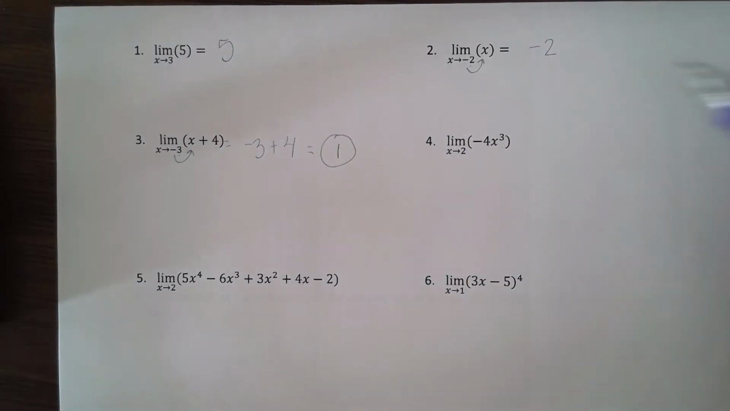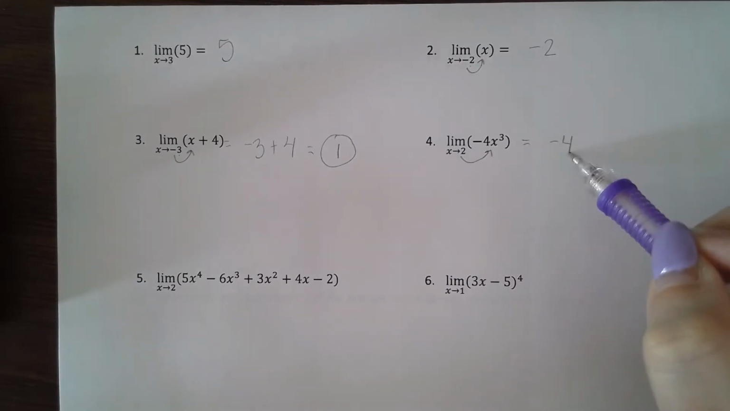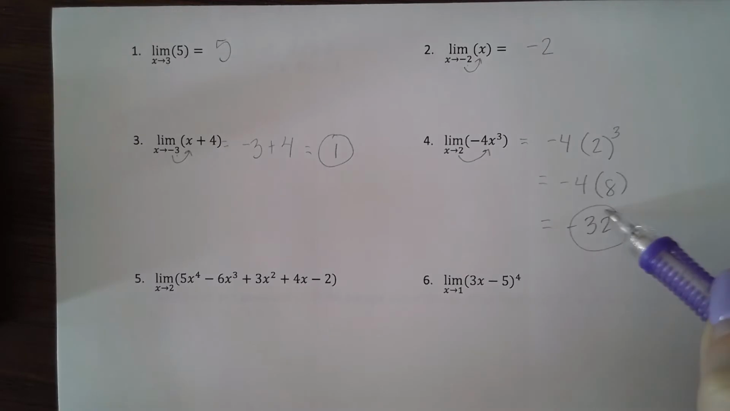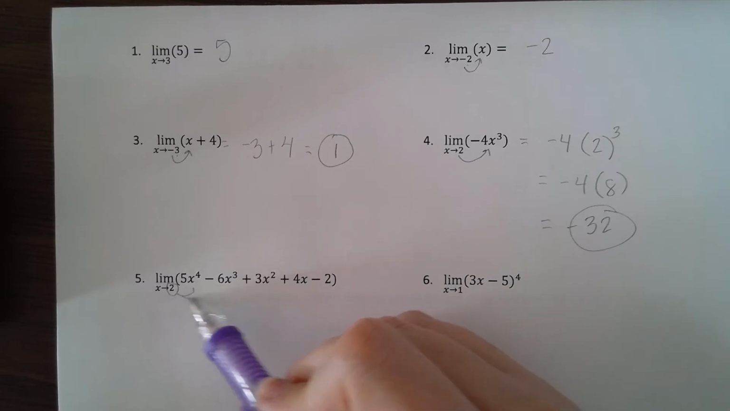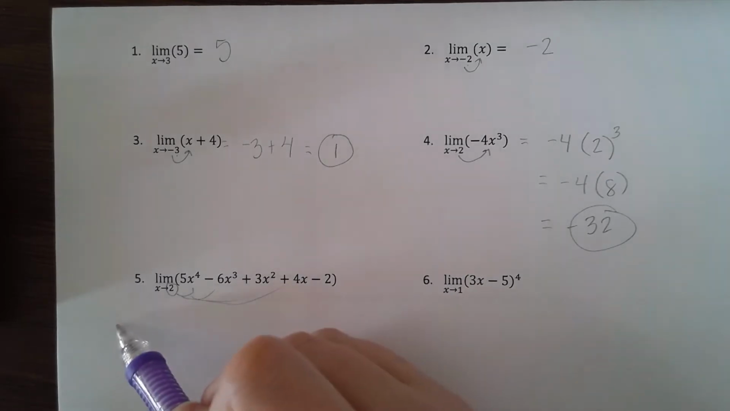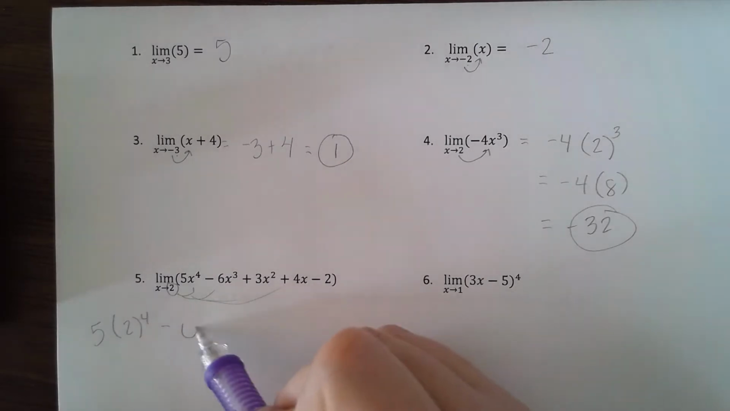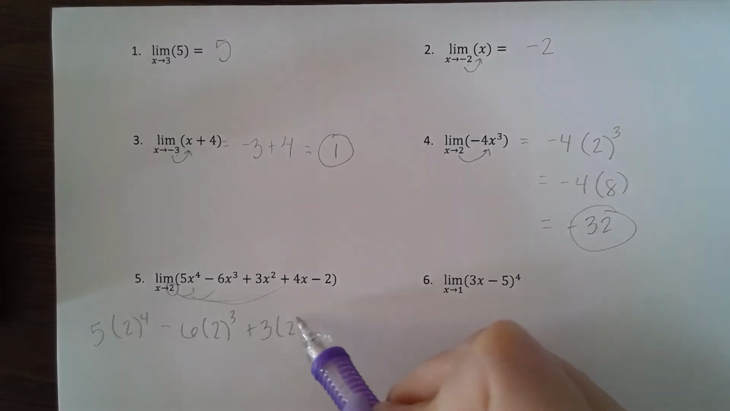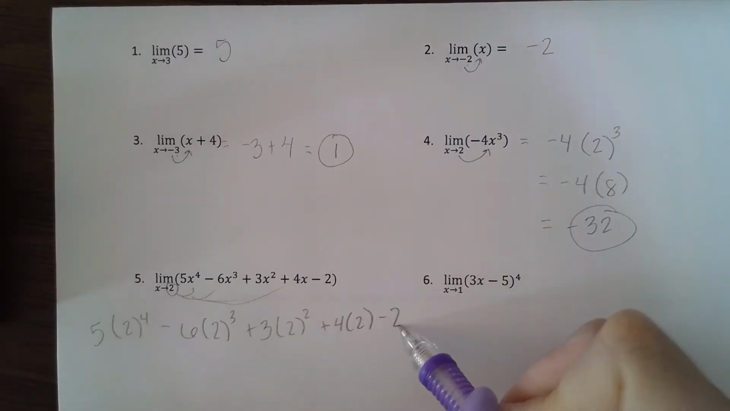I'm going to plug the 2 in for the x. 2 cubed is 8, negative 32. We're going to plug the 2 in for all of these x's. So we're going to have 5 times 2 to the 4th, minus 6 times 2 cubed plus 3 times 2 squared plus 4 times 2 minus 2.